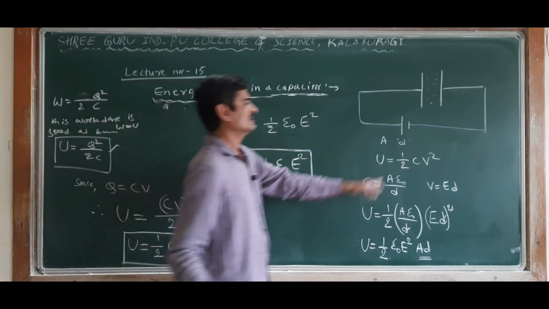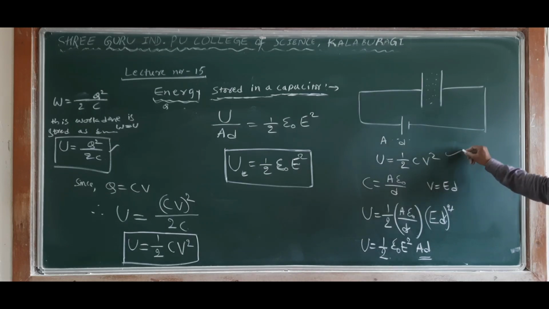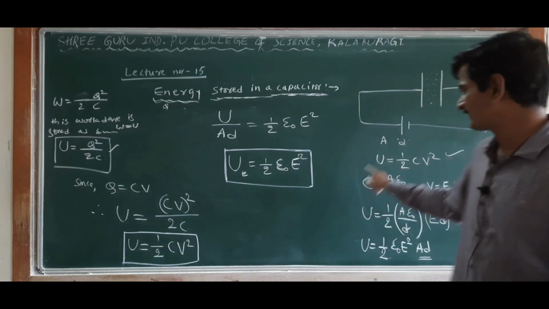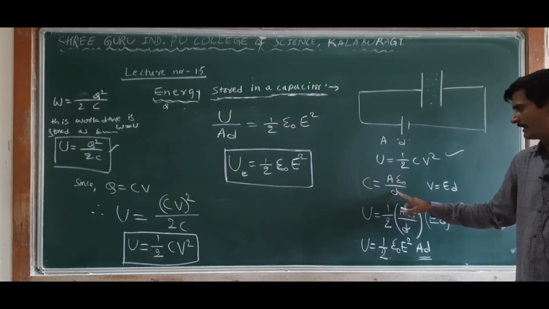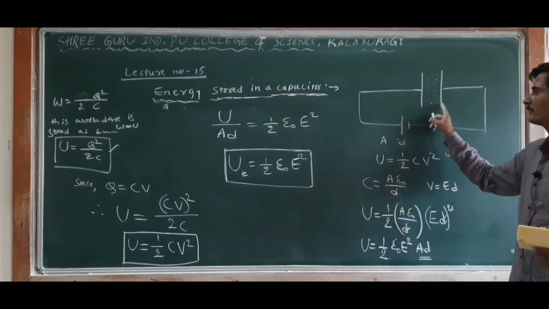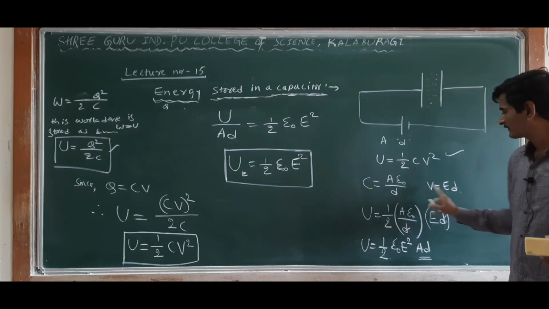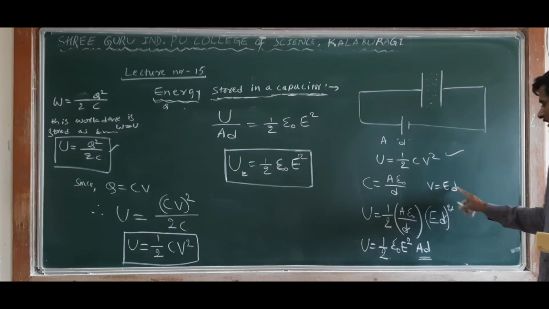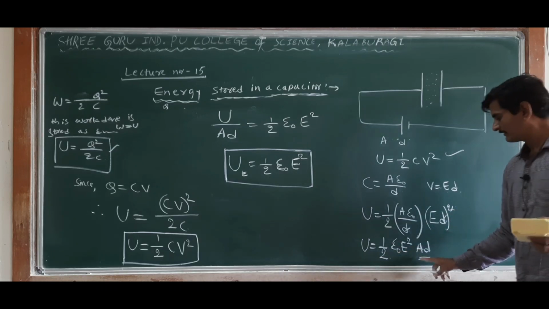This is extra. What I did was, U is equal to 1 by 2 C V square, that is energy stored in a capacitor. I have taken a parallel plate capacitor, whose capacitance is given by C is equal to A epsilon naught divided by D, and the potential difference between the plates is V is equal to E into D. Substitute these two values: 1 by 2 into A epsilon naught divided by D, and V square is E D square. So this D and D will cancel, and you will get this and AD.